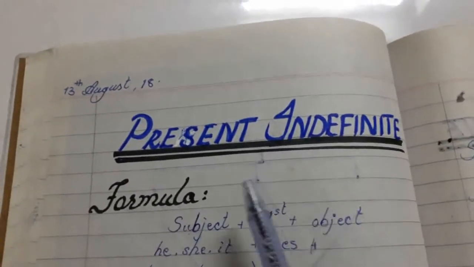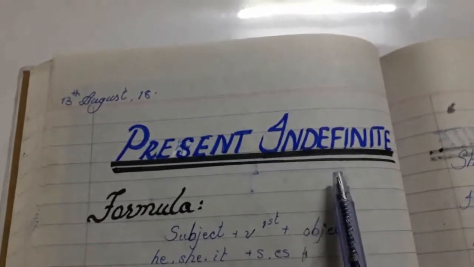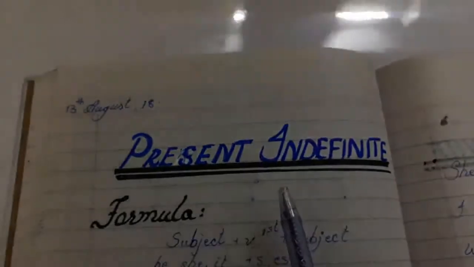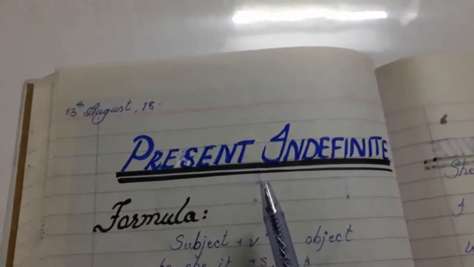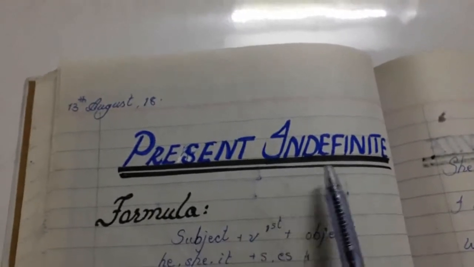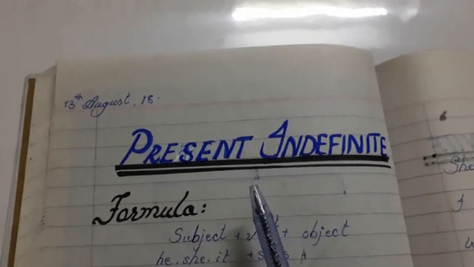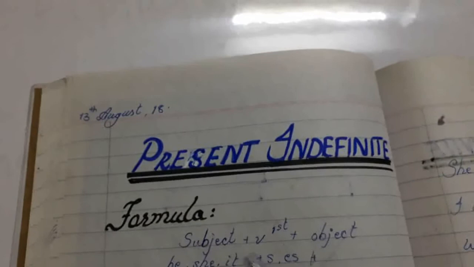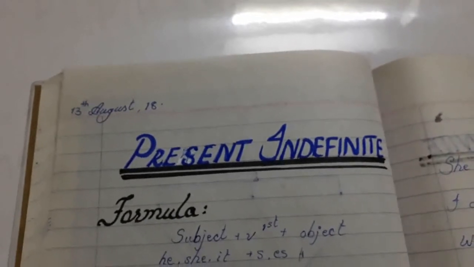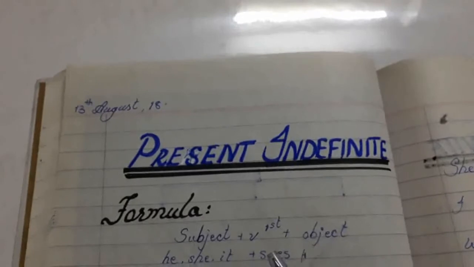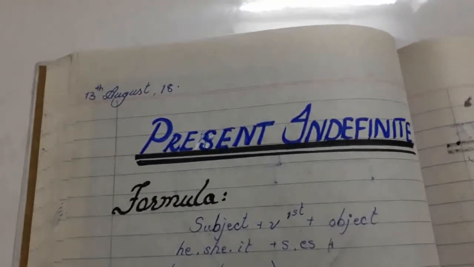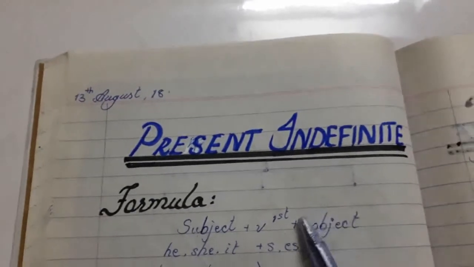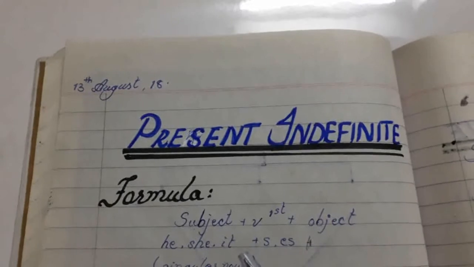Present indefinite: this tense tells you about the habitual working, laws, or natural phenomena. Suppose I say the earth revolves around the sun. Daily it happens. And if you say water boils at 100 Celsius, it's a law. So water always boils at 100 Celsius. And if you say I go to school at 7 o'clock, or my father goes to office at 8 o'clock, it's your habitual working. So present indefinite tells you about something which happens regularly.